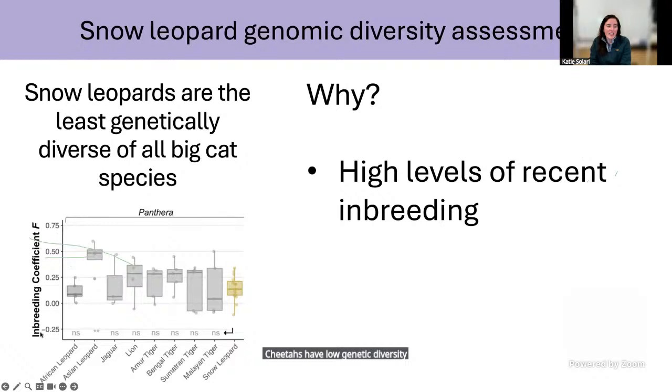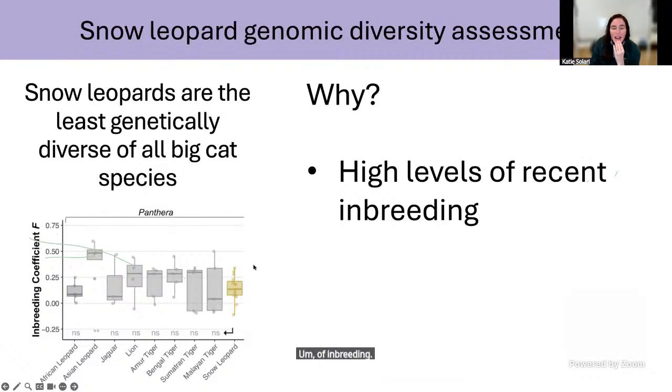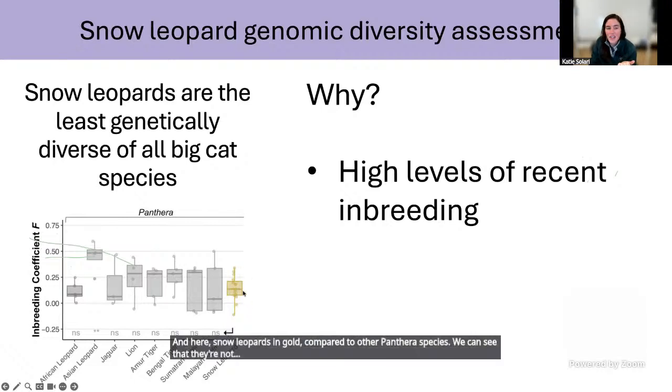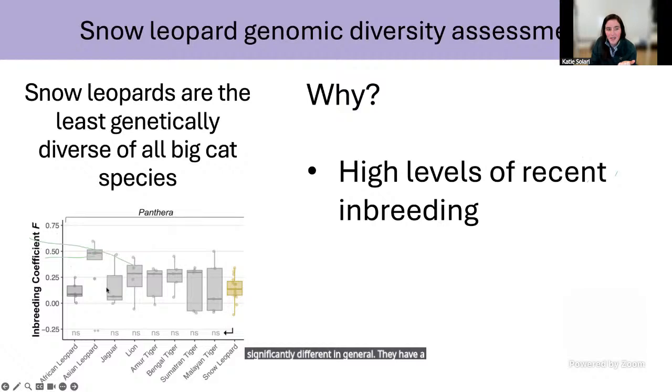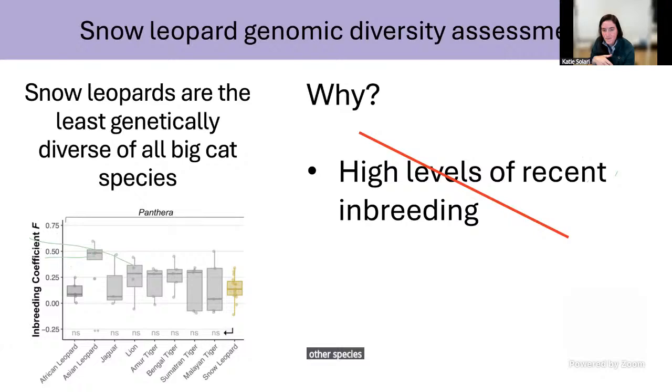We looked at this. This is an inbreeding coefficient as a measure of inbreeding. And here, snow leopards in gold compared to other Panthera species, we can see that they're not significantly different in general. They have a very standard level of inbreeding compared to other big cats. So this tells us that this isn't what's causing it. If it was what was causing it in snow leopards, then we would expect snow leopards to display a much higher inbreeding coefficient compared to other species.